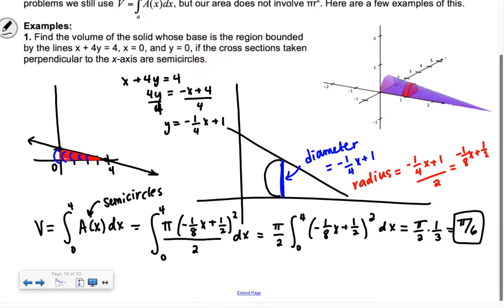Does this make sense? So, will the diameter always be that equation? Like the y? I mean, it depends on where it is. You could have cross sections that maybe started at 2 and then you had a triangle. Then the diameter would be the top line minus the bottom line, just like you're doing with area and volume. The top line minus 2. And then the radius would just be that divided by 2.